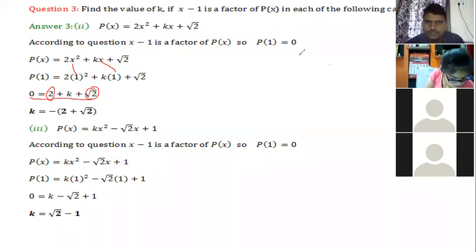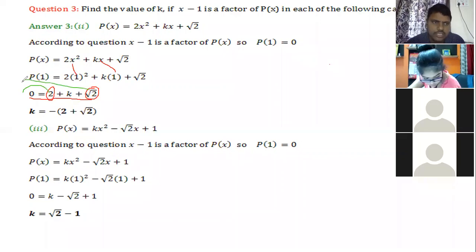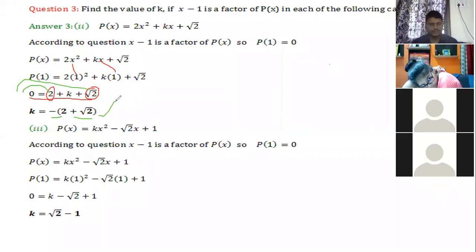So all of you children, 2 also take that side. Minus root 2 also take that side. So minus 2 minus root 2. Either minus common, you will write like this. This is the answer. So the root does not get cancelled here. No. Leave it like that.